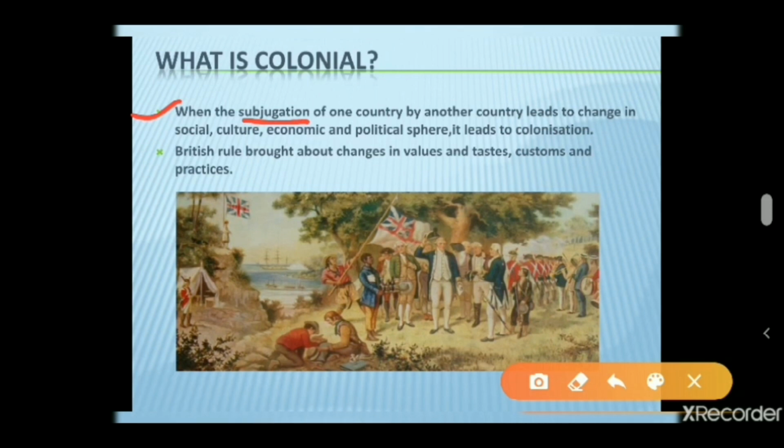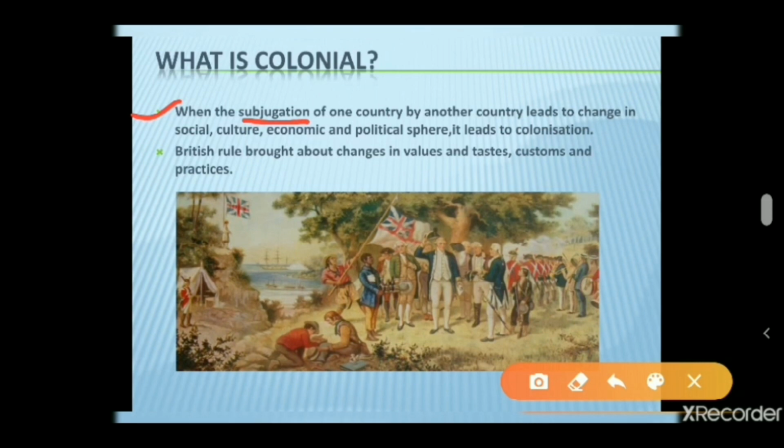So, when the subjugation of one country by another country takes place, that means when one country is dominated or controlled by another country, this process is known as colonization. Due to colonization, some changes take place in the country that has been dominated.